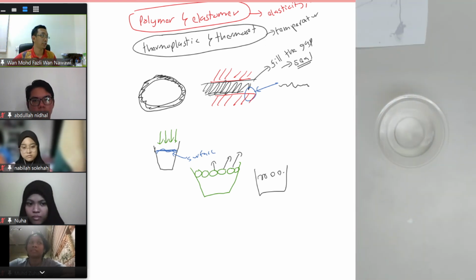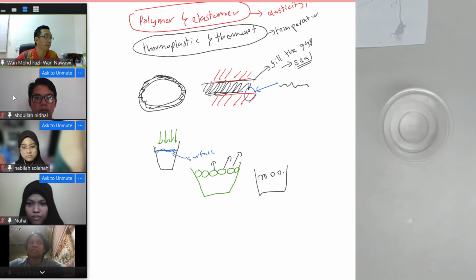But if you reduce the pressure, for example, if I put this into a vacuum chamber, so let me make it bigger a little bit.